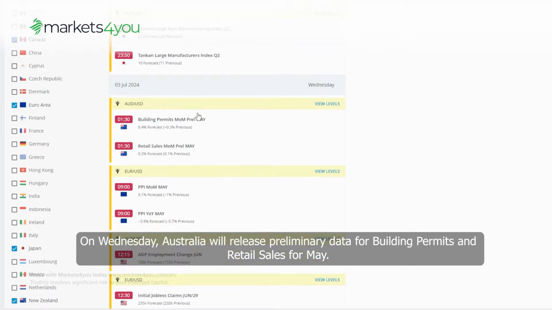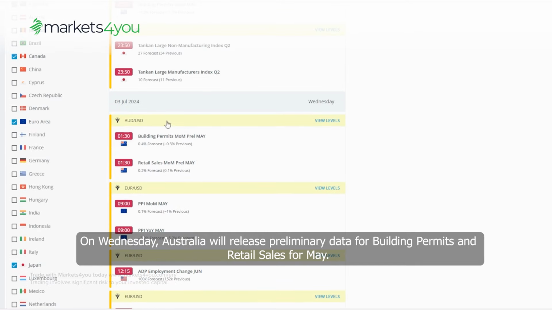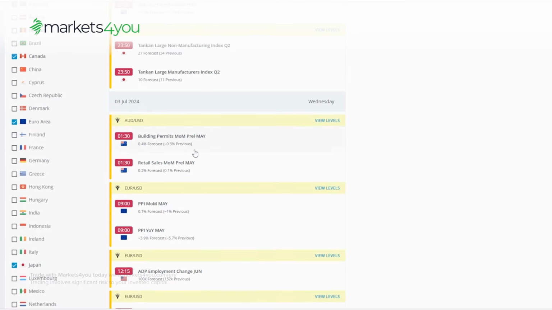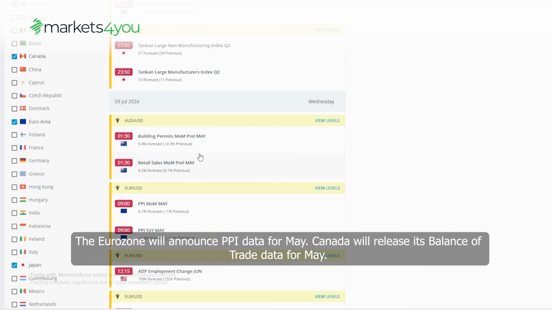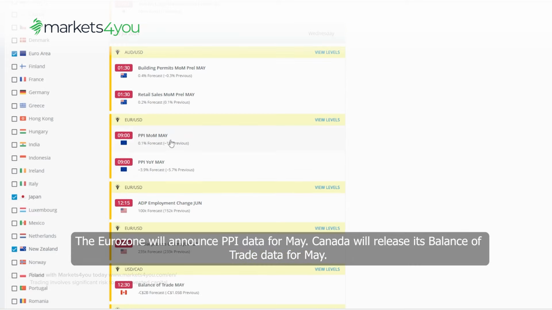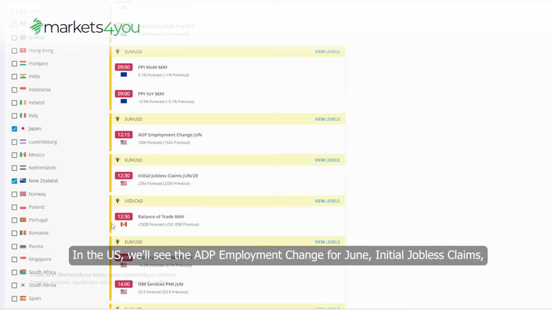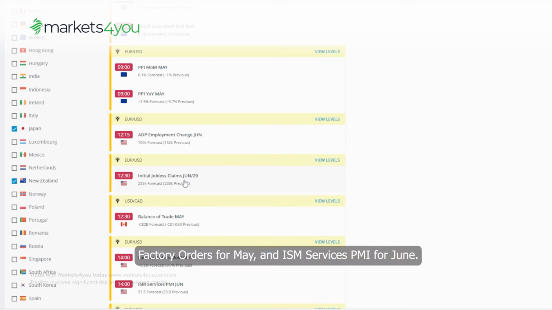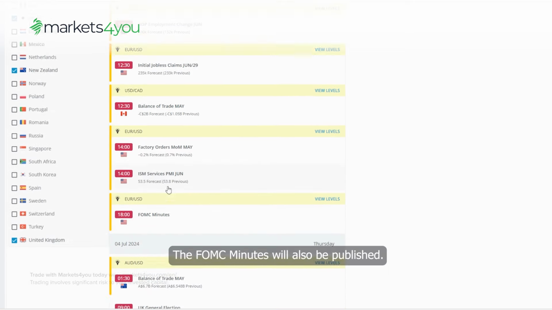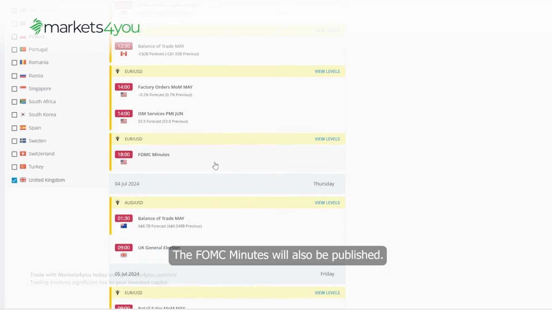On Wednesday, Australia will release preliminary data for building permits and retail sales for May. The Eurozone will announce PPI data for May. Canada will release its balance of trade data for May. In the US, we'll see the ADP employment change for June, initial jobless claims, factory orders for May, and ISM services PMI for June. The FOMC minutes will also be published.